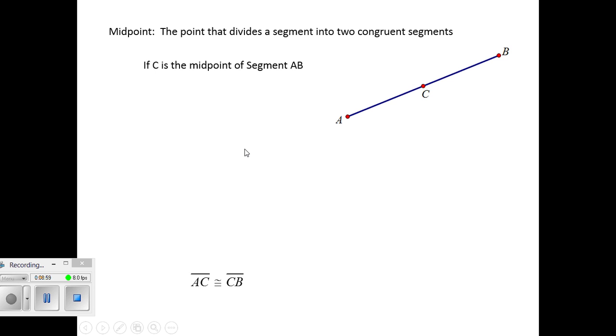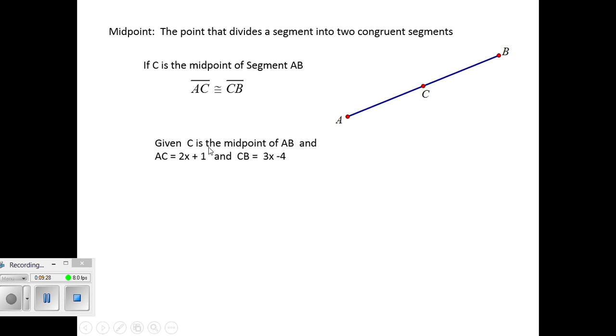But furthermore, we know that C being the midpoint divides the segment into 2 congruent segments, namely AC and CB. So we can make that statement. Even had this information not been given to us, if we had single slash marks or paired double or triple slash marks in here, we could make this conclusion: segment AC is congruent to segment CB.